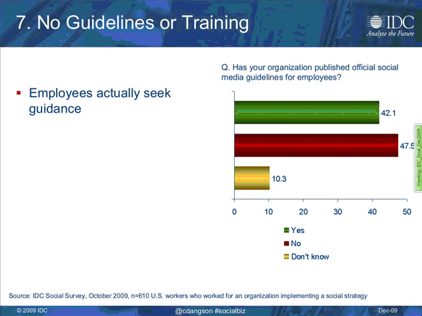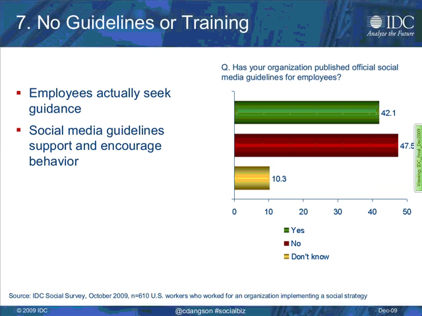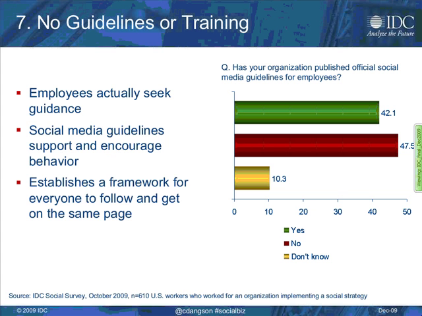In our survey last month, we asked: has your organization published official social media guidelines for employees? We found that less than half had. And this isn't of all organizations. It's important to understand that these were organizations who already said they were implementing a social media strategy, but they didn't actually have published guidelines. I would hope this would be a greater percentage, so I think we'll start to see more of that over the next year.